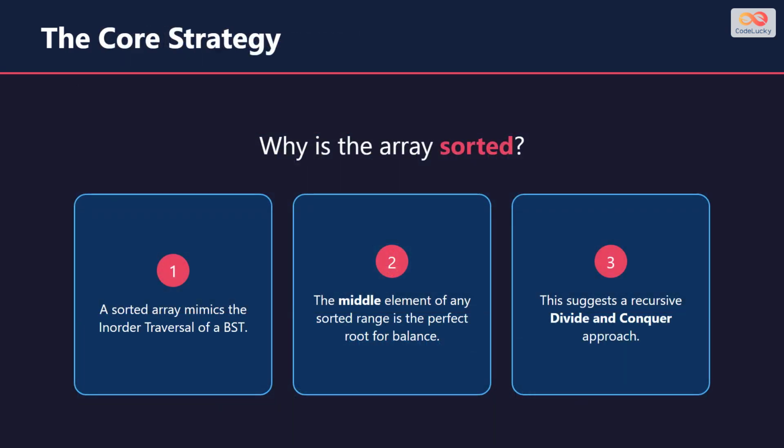So, how do we approach this? The fact that the array is sorted is our biggest clue. A sorted array basically represents an in-order traversal of a binary search tree. To maintain balance, we need to pick a root node that divides the remaining elements roughly in half. The best candidate for this is always the middle element.